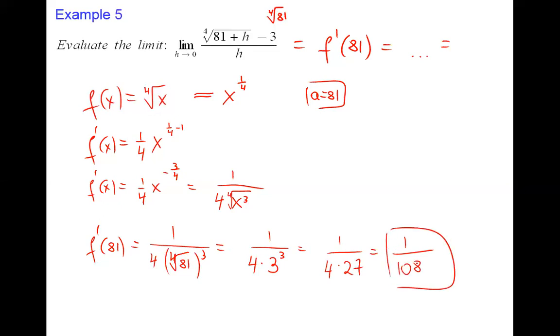You can correct me, but I believe it is 108. Okay, that means this is my final answer. 108 is the value of the derivative at 81, which the limit represents. This exercise is really nice. It's really nice connecting a definition and the formulas to see if the students understand this.